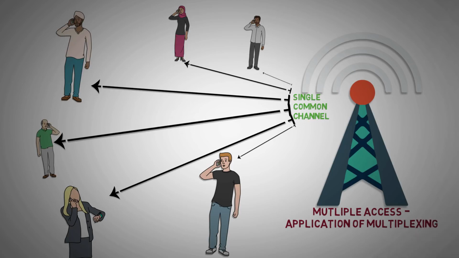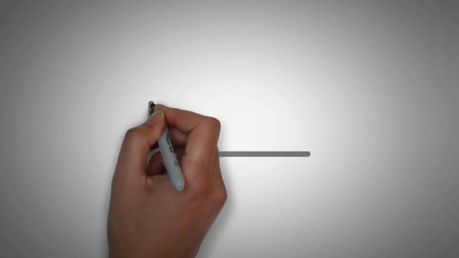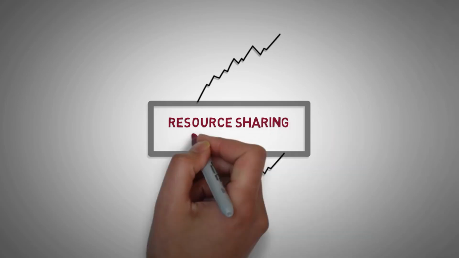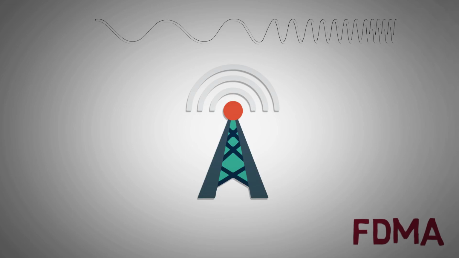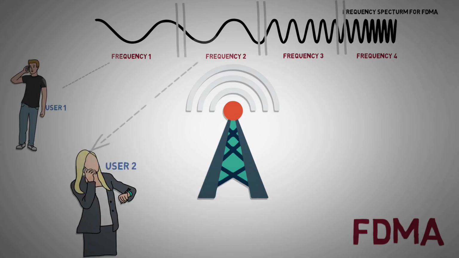So here's a Wi-Fi hotspot sharing its internet connection among multiple users by providing them a frequency block over which they can transmit and receive data. The greater the size of this block, greater is the throughput. Telecommunication systems, which mostly use radio waves as a communication link with end users, have employed several ways to share this resource. FDMA, which uses frequency division multiplexing, provides chunks of the frequency spectrum to each user for data transmission.